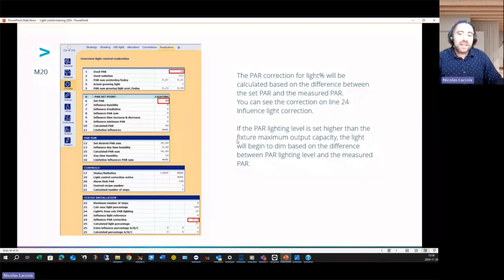If the par lighting level is set higher than the fixture's maximum output capacity, the light will begin to dim based on the difference between the par lighting level and the measured par. Let's say you have a fixture that only provides 150 micromoles, but you want to have a set par at 500. You can set your par at 500, and it will begin to do the par correction only when you're around 500 with your use par here.